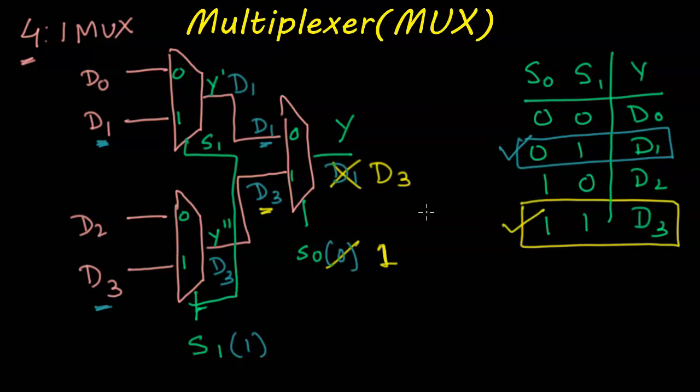And hence, using this logic, any bigger multiplexer, let's say 8:1 or 16:1 MUX, can also be implemented using a 2:1 MUX or a 4:1 MUX, etc. So any bigger multiplexer can also be implemented with the help of a smaller multiplexer.